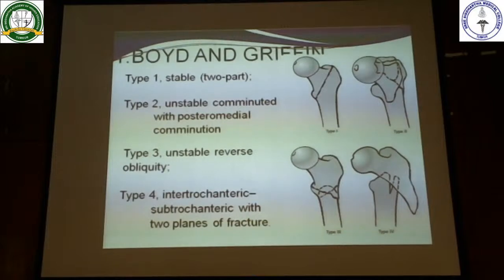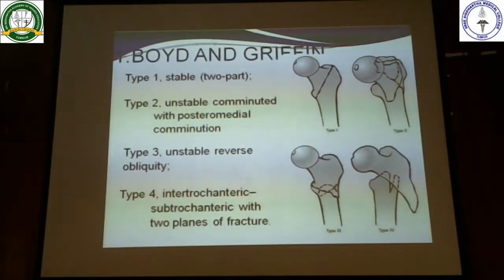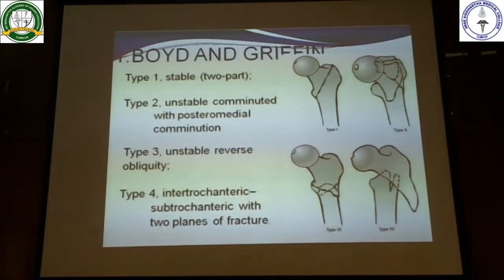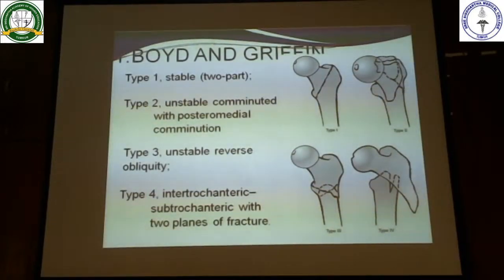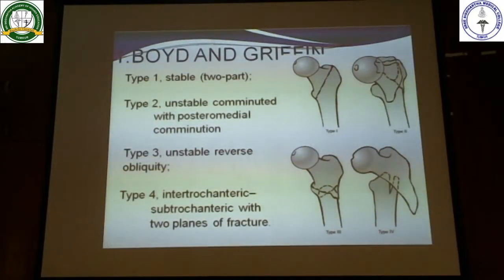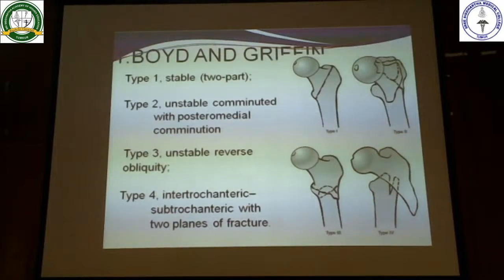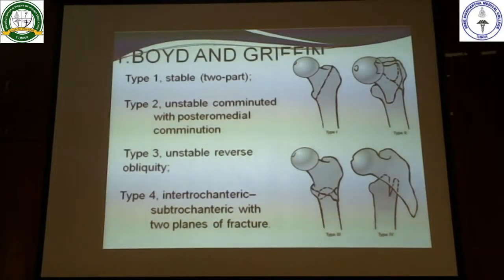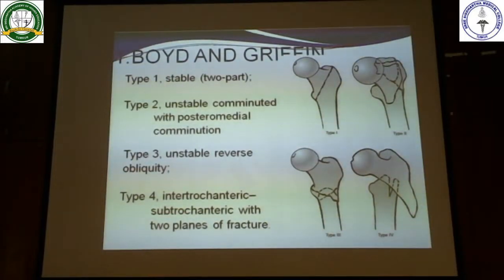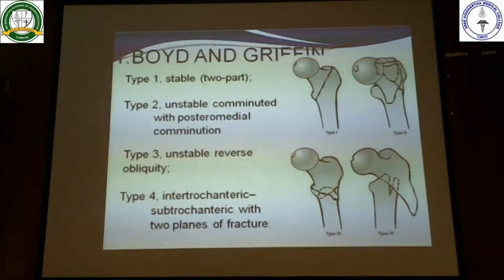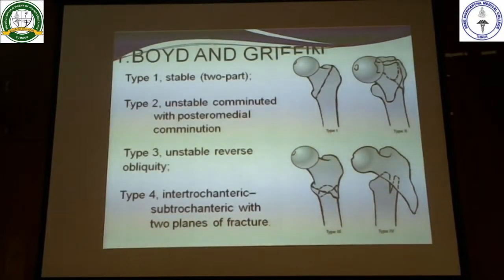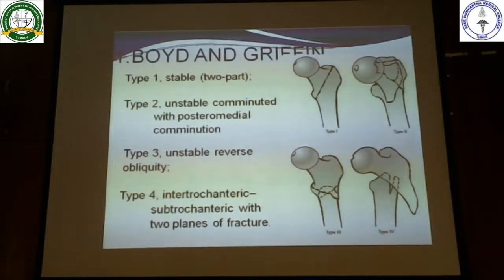In type 2, it is unstable, comminuted with posteromedial comminution. That posteromedial comminution is a deciding factor here. If that is there, then the fracture is unstable. That means it can get displaced at any time. Even though it is undisplaced at the time of fracture, it can go into displacement anytime. So that is known as an unstable fracture. And the criterion that determines that is posteromedial comminution.